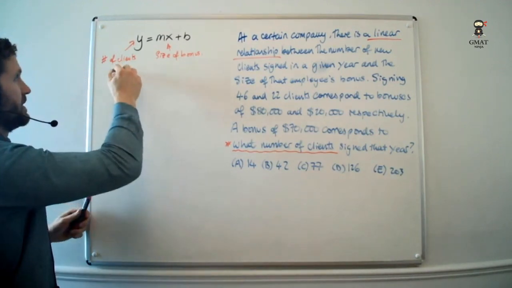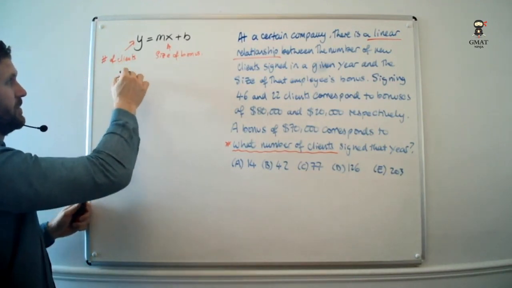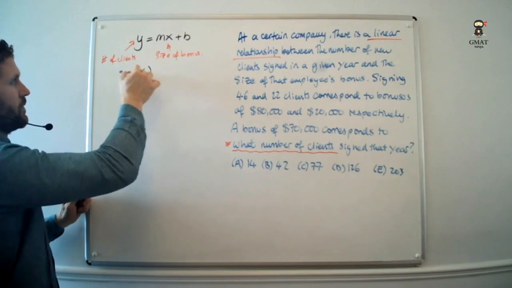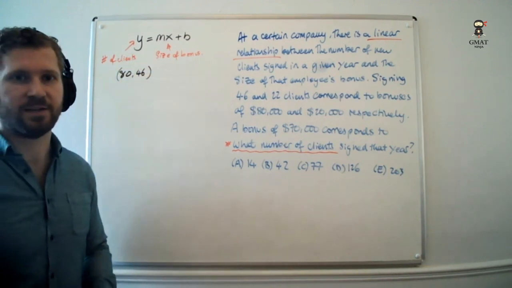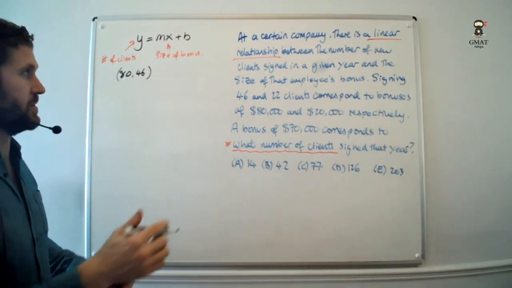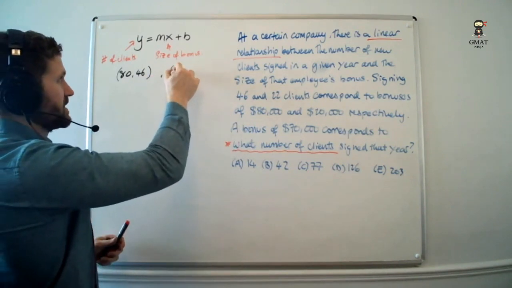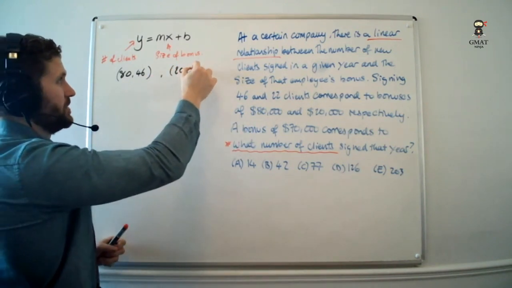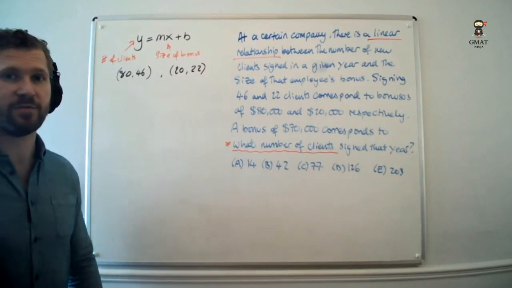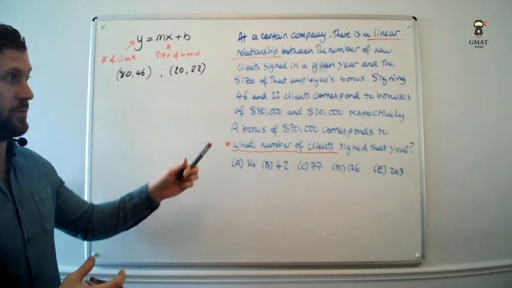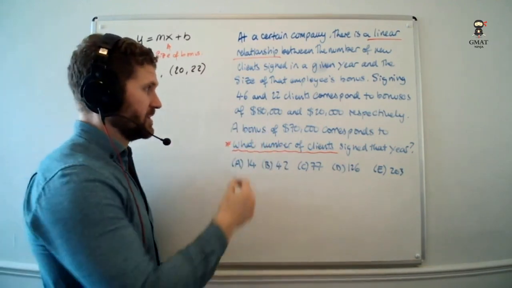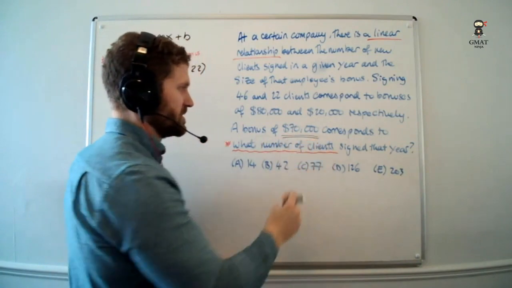So I'm going to say that my X value, the size of my bonus is 80, means that I had 46 clients signed in a given year. Similarly, with the 20 and the 22, the X value is going to be 20. That's the size of the bonus, and the Y value is going to be the number of clients. Now, what I'm looking for is what number of clients leads me to a bonus of 70,000.